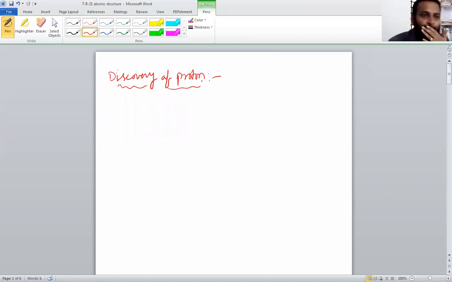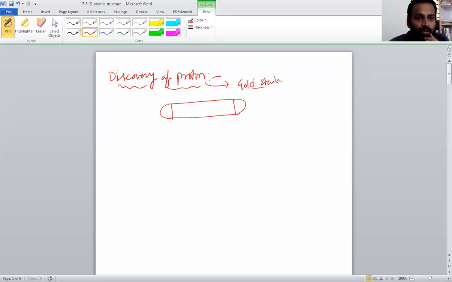The electron was discovered by J.J. Thomson in a discharge tube experiment. Here you have a discharge tube like this. So who discovered this? Goldstein. In what way? He just copied J.J. Thomson's experiment. So what he said: cathode rays travel from the cathode to the anode.